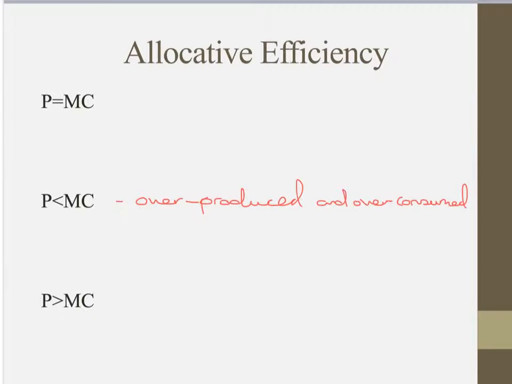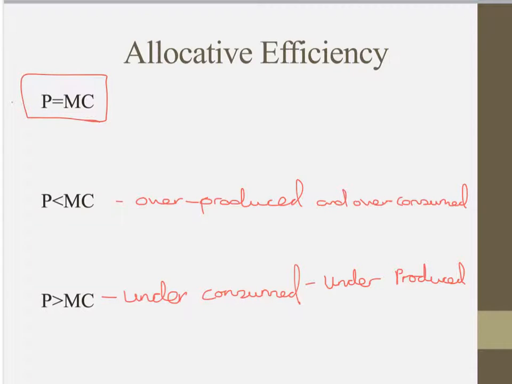Equally, if your price is greater than your marginal cost, what that means is, for the last good you produce, it costs you a certain amount, but the price you're selling it for is greater than that amount, so it's not maximizing efficiency for that consumer, it's not maximizing well-being for them. So this will be underconsumed and underproduced. So therefore, if price is less than marginal cost, the good is overproduced and overconsumed, and when the price is greater than marginal cost it's underconsumed and underproduced, then where it's allocatively efficient, what that means is our price is equal to our marginal cost.